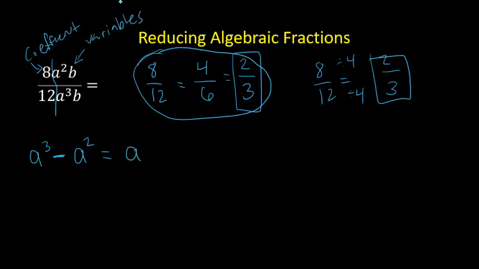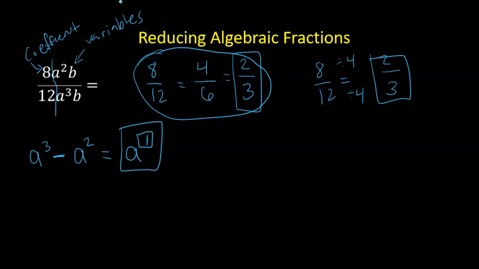Well, we have the same base. The base is the letter A. And now we got to figure out what goes up here. Well, 3 minus 2 is 1. So the answer is actually just A. So that's my answer. It's literally straight up A with that little invisible baby 1.